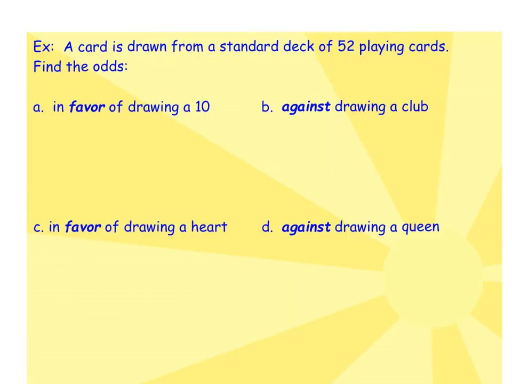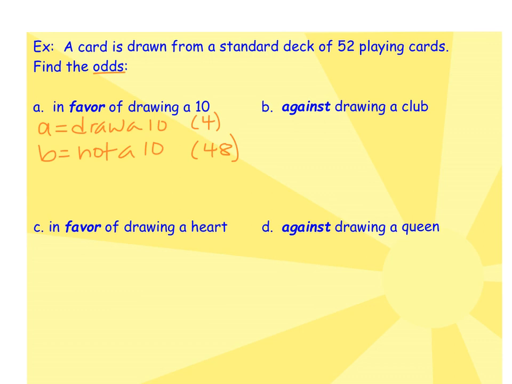A card is drawn from a standard deck of 52 playing cards. Find the odds in favor of drawing a 10. So A is the in favor. So we have to think about how many 10s are there in a deck. There are 4 10s. But if that's what's in favor, then B, the opposite, would be not drawing a 10. So then we have to think about how many cards in the deck are not a 10. Well, if 4 cards are, then 48 aren't.